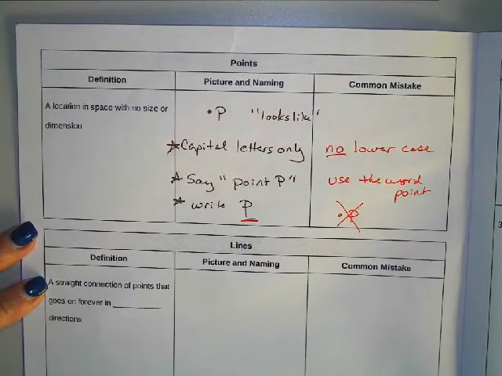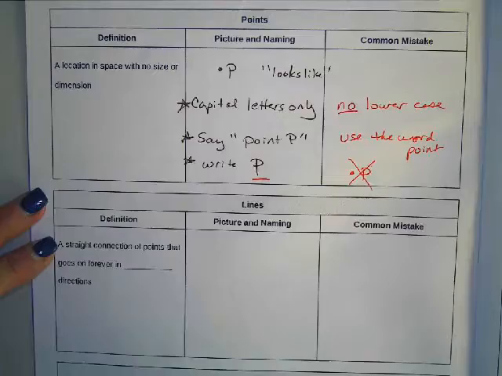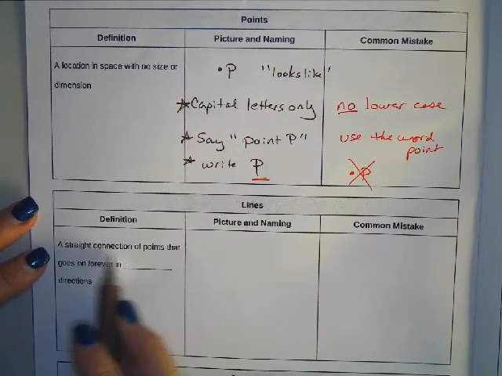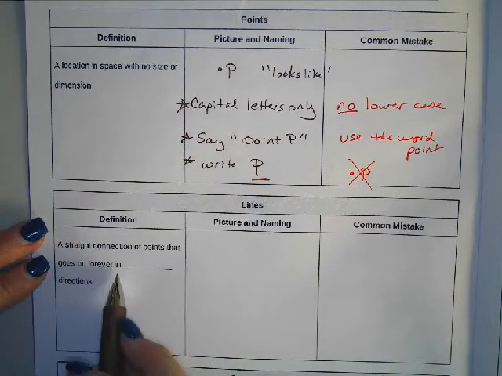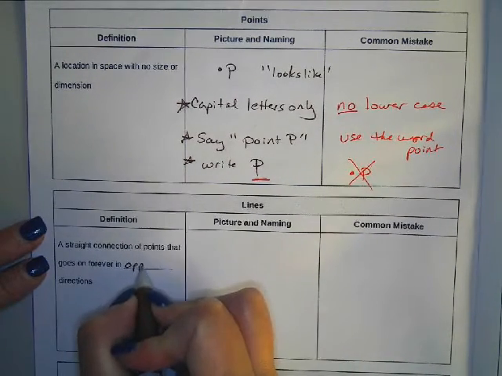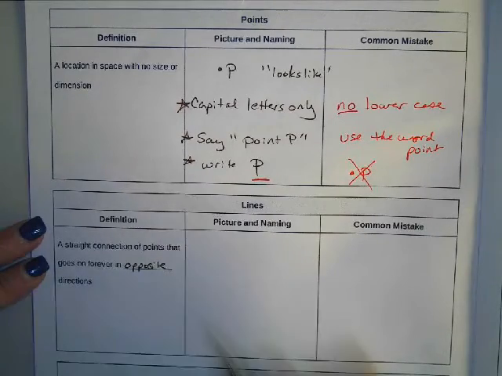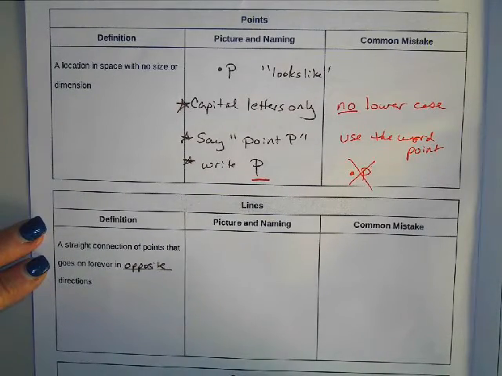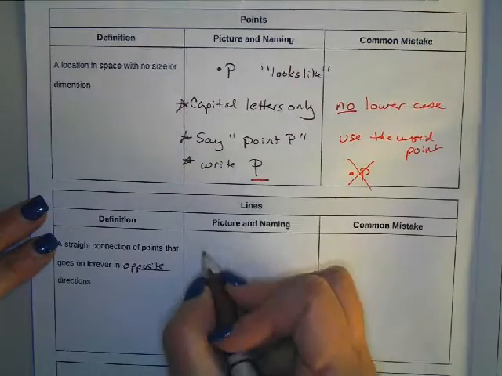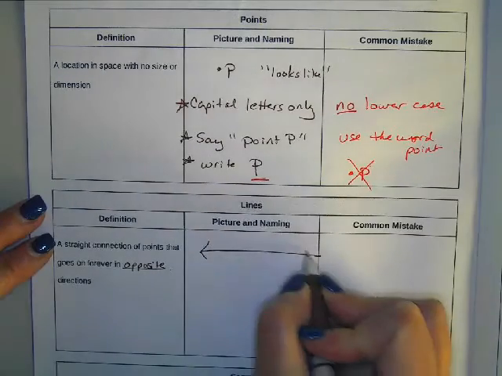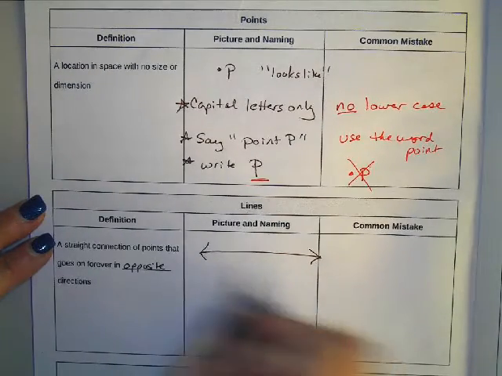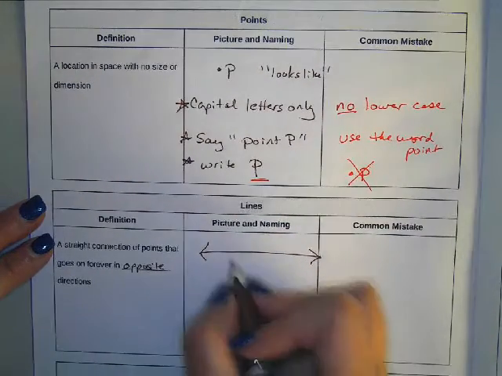Now we're going to move on to lines. The definition of a line is a straight connection of points that go on forever in opposite directions. Opposite is very important. What the picture looks like, this is an example of a picture of a line. Notice there's arrows on either end. That's how we know it's a line.